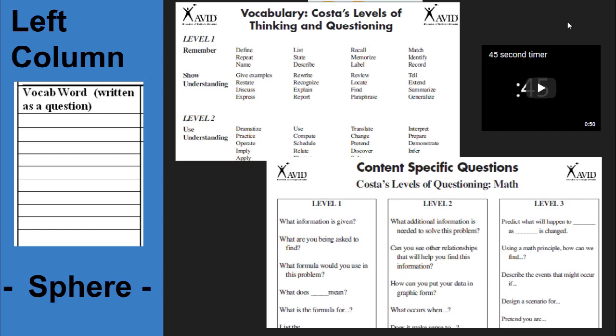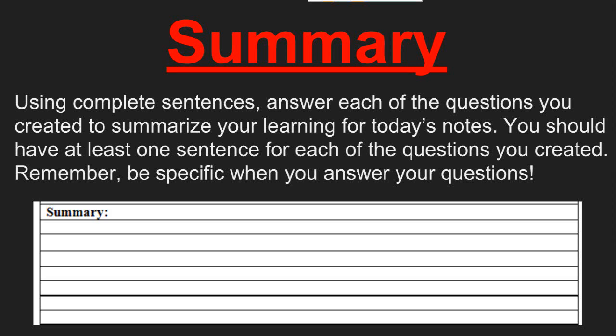Okay, so as we close up class today, I need everybody to listen. Before you start writing your summary, listen to what this is saying. So we've done this several times. Again, using complete sentences, you're going to answer each of your questions that you created to summarize today's notes. You should have at least one sentence for each of the questions you created. So think about how many words we talked about, how many sentences you made. That's how many sentences you should have in your summary.